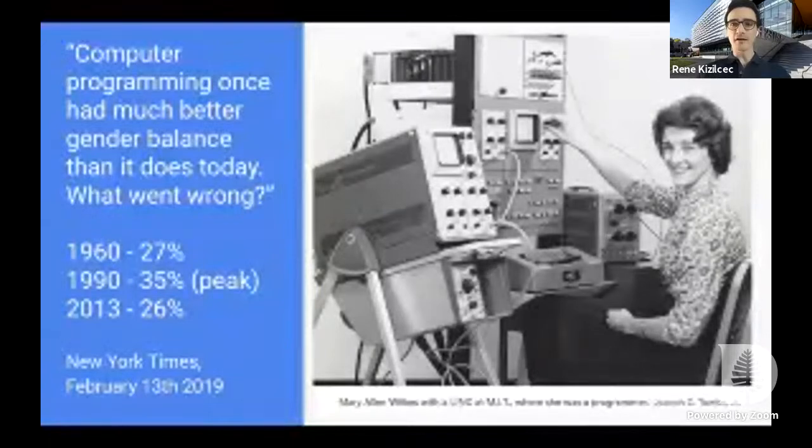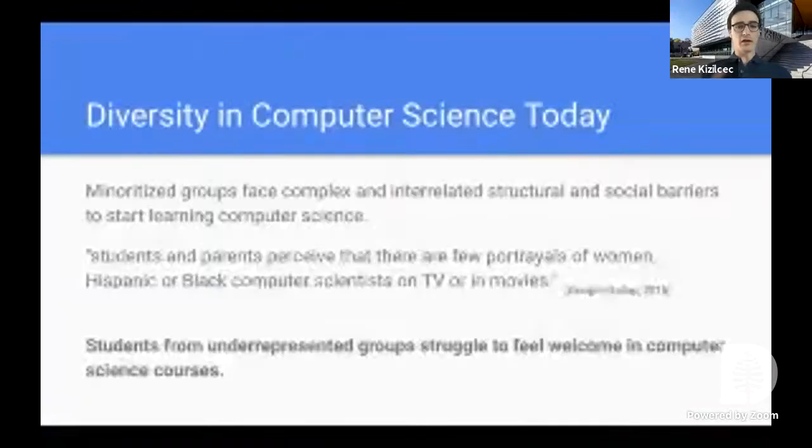In fact, if you look back, there's this great New York Times story. In the 1960s, government statistics showed that around 27% of programmers were women. That number peaked in the 1990s at 35%. And since then, it has unfortunately gone down even below the 1960 statistics. And so it raises an important question, which is, what is happening in computer science today, and what is the state of diversity, right?